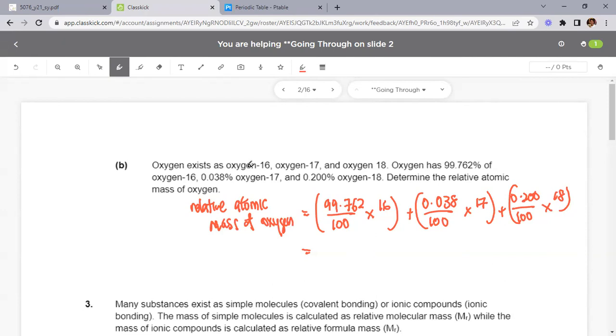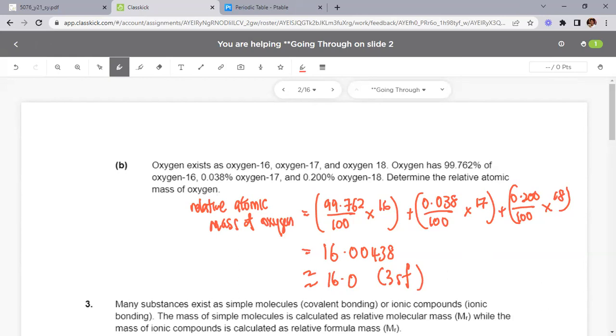So you should get 16.00438. Round to 3 significant figures, you get 16.0. So now you understand why the mass of oxygen is 16. It's because it's 16.00438, and no one is going to write the long number in your calculation. So this is how you calculate relative atomic mass based on its abundance.